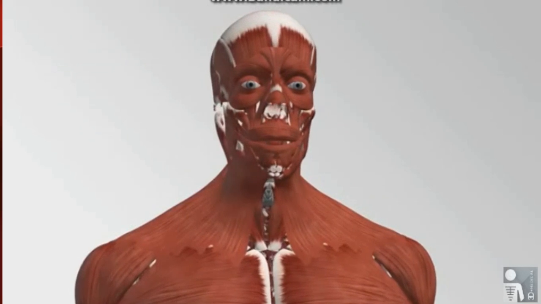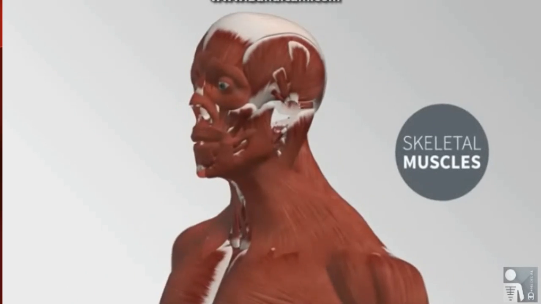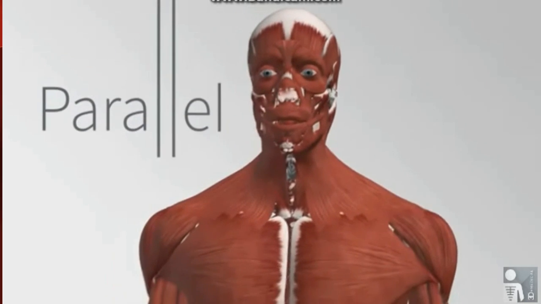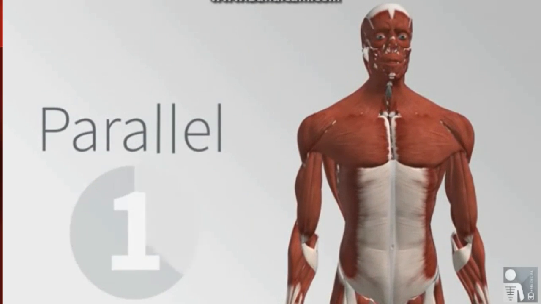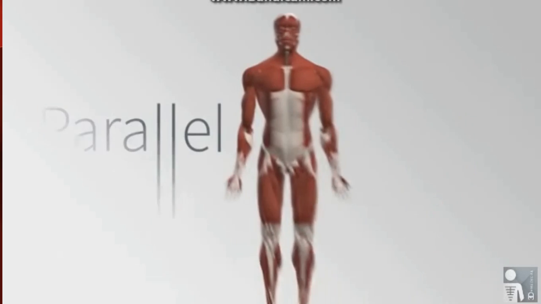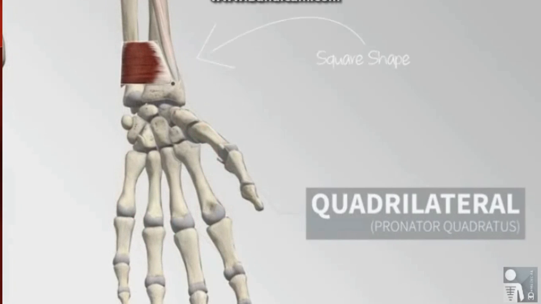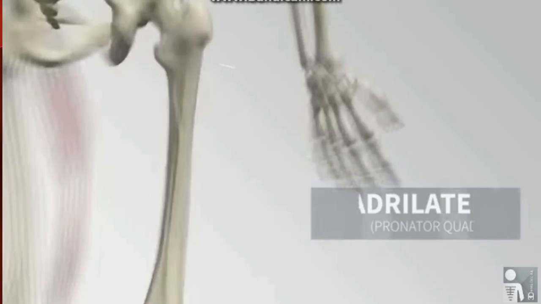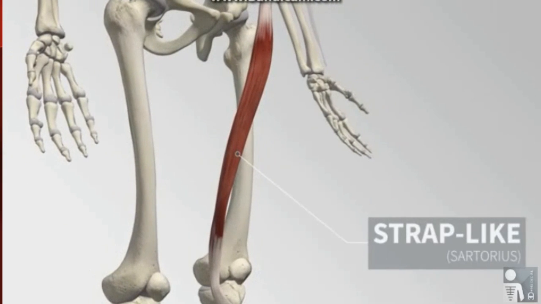Skeletal muscles are subcategorized into 4 distinct groups based on the orientation and arrangement of their muscle fibers. Parallel skeletal muscles consist of fibers that are arranged in parallel to the line of pull during contraction. Parallel muscles can be subcategorized based on their shape into quadrilateral, strap-like, and fusiform.